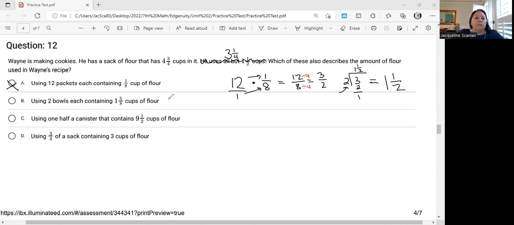Okay, now we're going to do B. B says using 2 bowls each containing 1 5/8 cups. So I want 2 bowls with 1 5/8 cups in it. I can either do 1 5/8 plus 1 5/8, or I could do 2 times 1 5/8. It's up to you, whichever one you think is easier. I'm just going to add them. I think it's easier. All right, so I'm going to stack them, 1 5/8 plus 1 5/8.